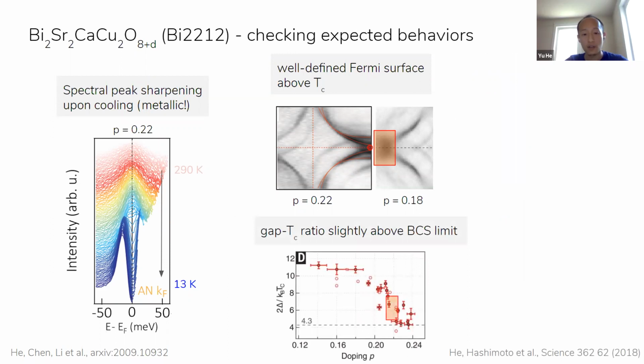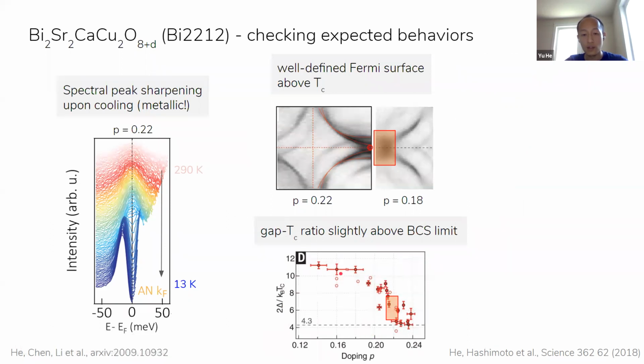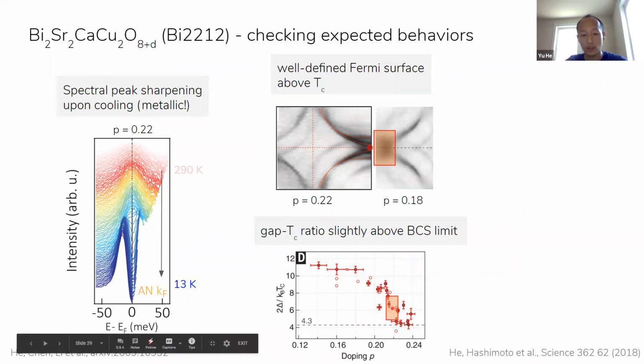There's a second aspect where we can measure the superconducting gap and Tc as a function of doping. We see that with sufficient hole doping, the superconducting gap to Tc ratio drops down from a very large non-BCS value to a value that starts to become very close to the d-wave BCS limit, which is the dashed line here. So at 22%, it's slightly above the BCS limit.